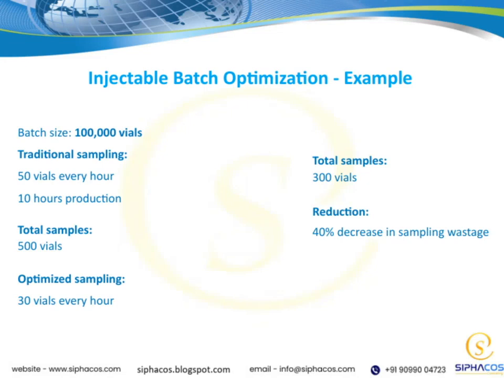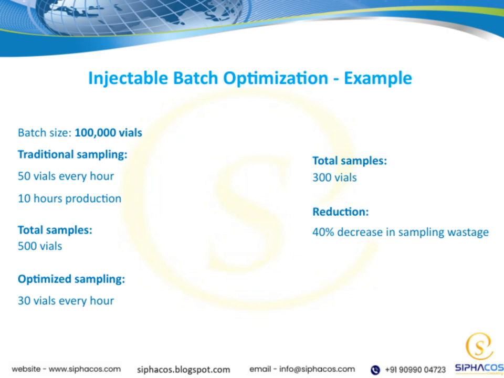Today, let's look at some key data points. We worked with a total of 300 vials, which gives us a solid base for our sampling process. Now, when we talk about reduction, we're seeing a 40% decrease in sampling wastage, which is significant. This is especially important when we consider injectable batch optimization, and I'll walk you through an example.